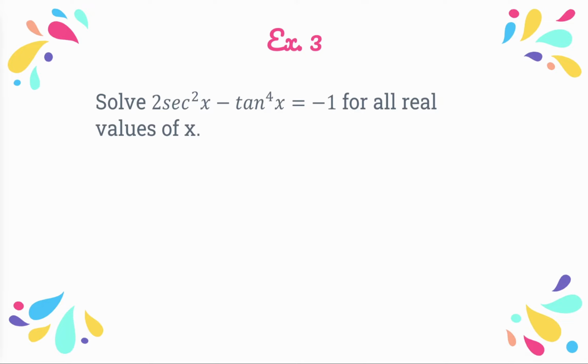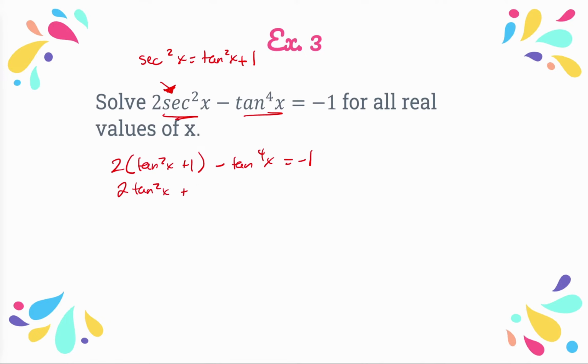Solve 2 secant squared x minus tangent to the fourth x equals negative 1 for all real values of x. So again, we can't solve for a secant and a tangent. We can use the Pythagorean identity again and make secant squared x equal to tangent squared x plus 1. And so 2 tangent squared x plus 1 minus tangent to the fourth x equals negative 1. So this is 2 tangent squared x plus 2 minus tangent to the fourth x equals negative 1.